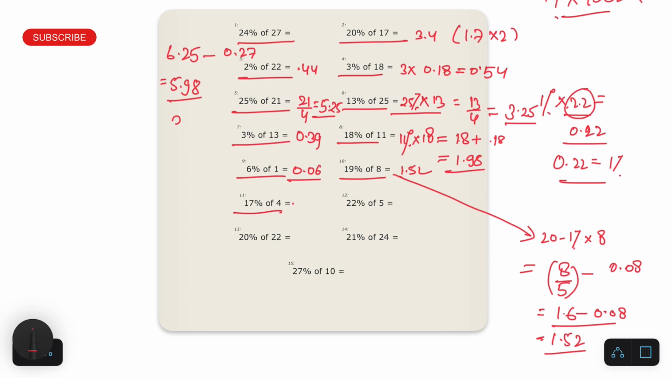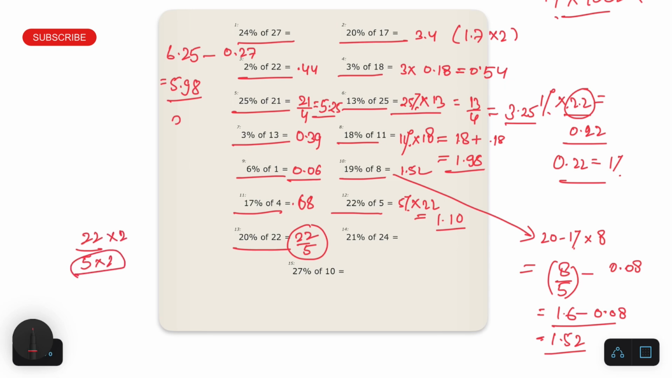4% of 17 is 0.68. 22% of 5 or 5% of 22. What is 1% of 22? 1% of 22 is 0.22, into 5. This will be 1.10. 20% of 22 will be 22 by 5. Whenever there is 5 in the denominator, whatever the number above, we multiply it by 2 on both sides so that this becomes 10. So here we'll do 22 into 2 upon 10. Now this is easy, and this is 4.4.